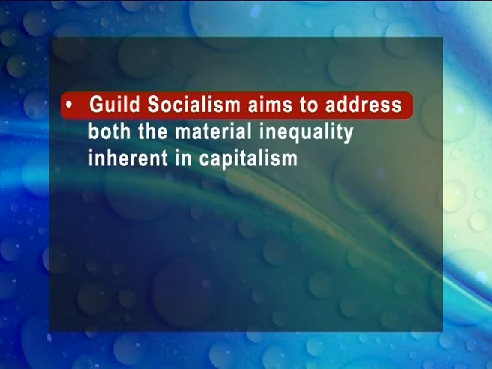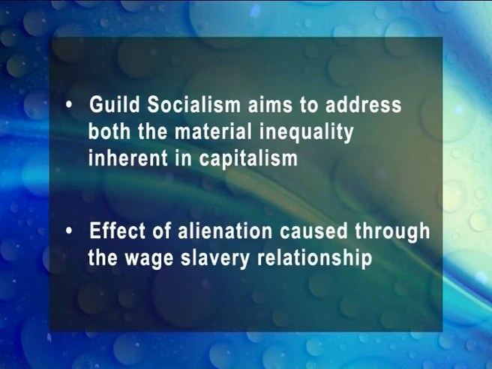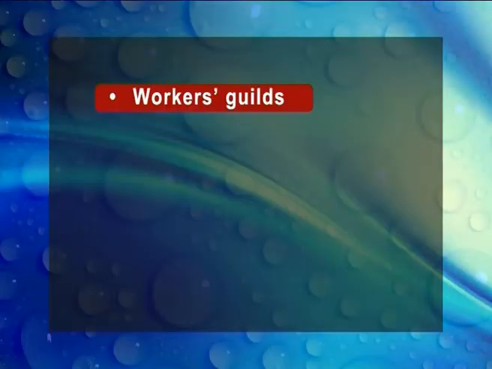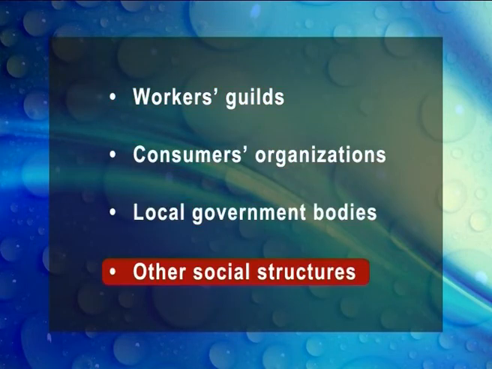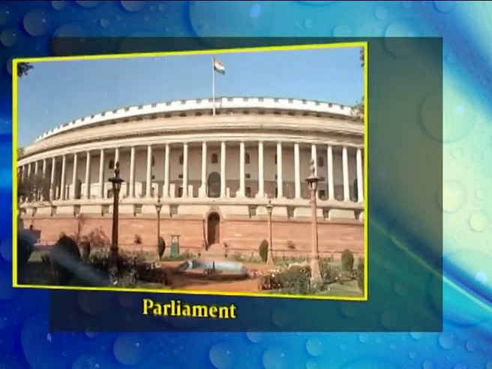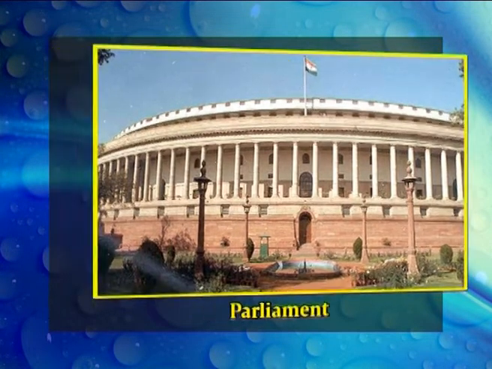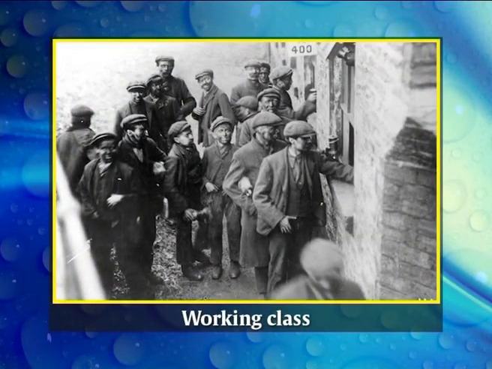Therefore, Guild Socialism aims to address both the material inequality inherent in capitalism and the effect of alienation caused through the wage slavery relationship. Over the existence of the state, they differed among themselves, some believing it would remain more or less in its existing form, while others were of the opinion that it would be transformed into a federal body, representing the workers' guilds, consumers' organizations, local government bodies and other social structures. They hold the opinion that parliamentary action is inefficient to bring any positive change for the working class.